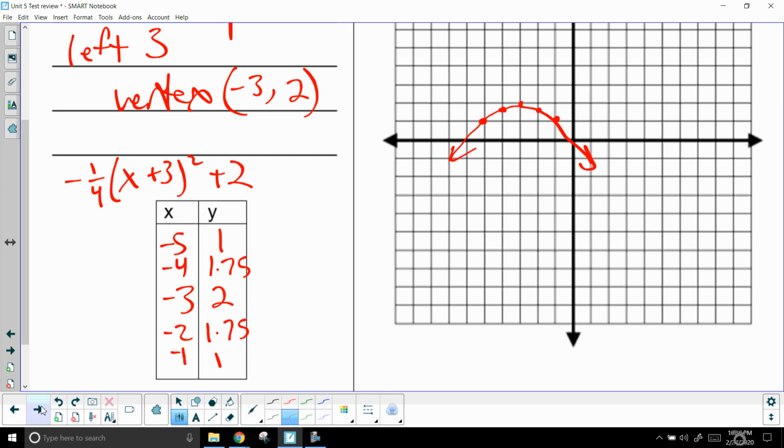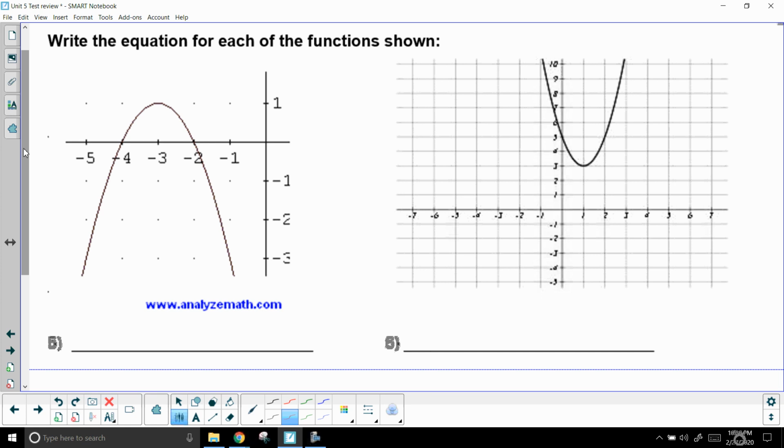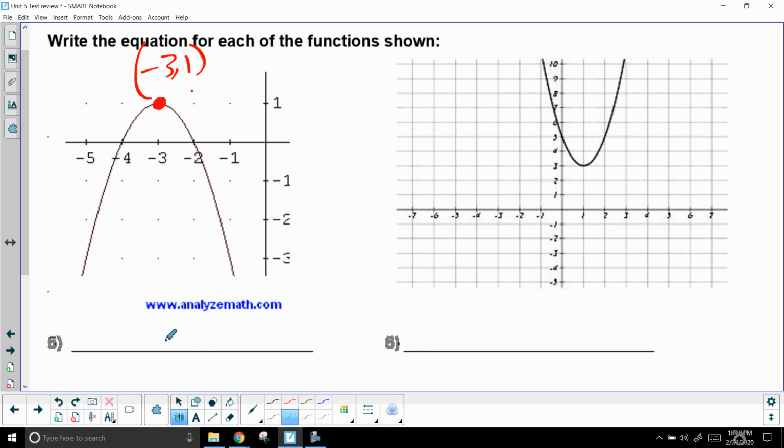Now, when you do this part of the test or quiz, it's multiple choice and you're picking the right graph. But you should be able to write an equation off of this. First, let's look at the vertex here. Should be negative 3, 1. So if I was filling in this vertex formula, I know what the h and k is. K is 1. And the h is going to be not negative 3, but positive 3.